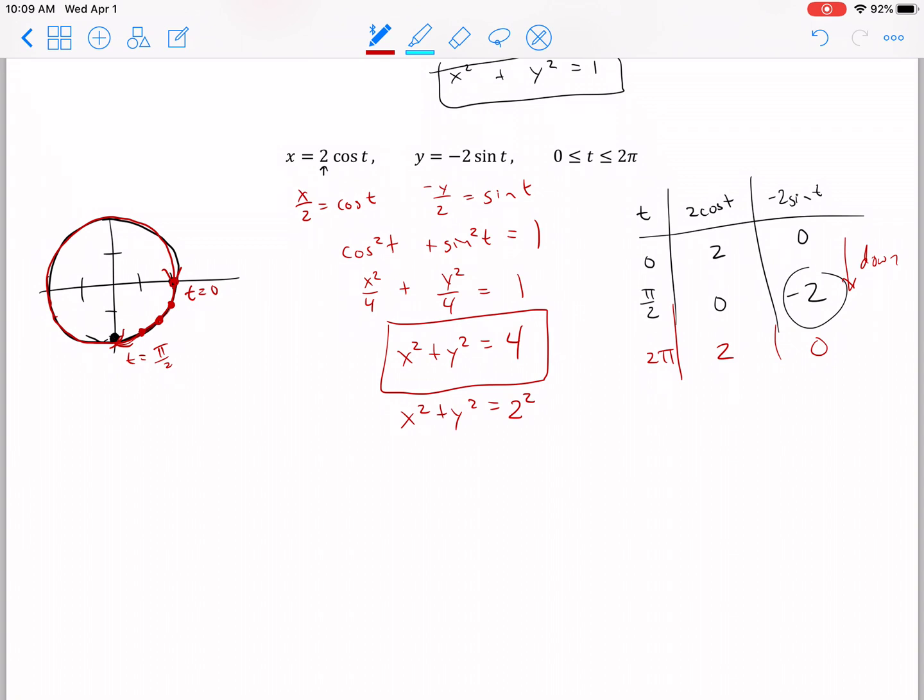And so we have x squared plus y squared equals 2 squared, which is x squared plus y squared equals the radius r squared, where r is 2 then. And we get back what we had.